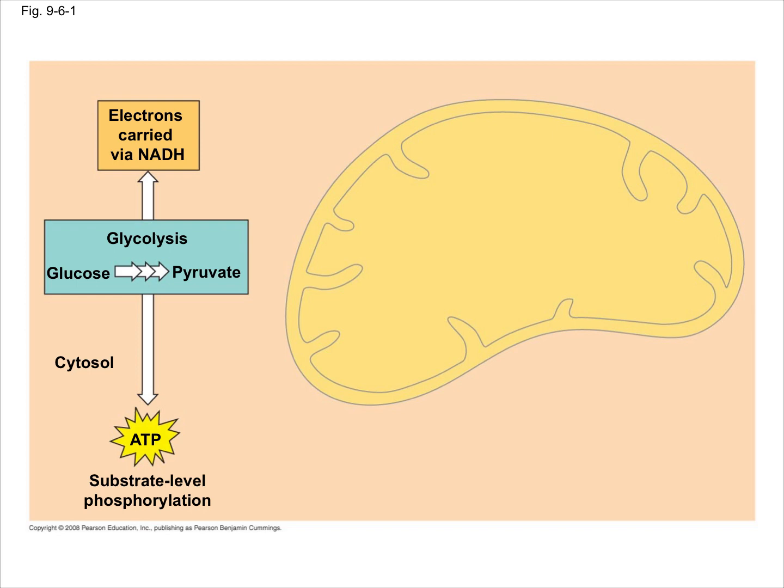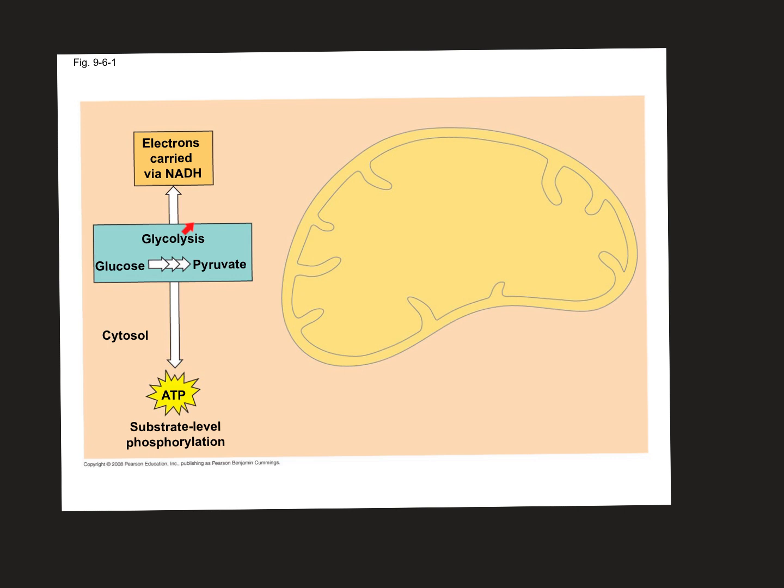This is the mitochondria. Notice it has several membranes, or two membranes. In the cytoplasm, we have what's called substrate level phosphorylation. What do you think that means? Who can tell me what they think that means? Substrate level phosphorylation. You've covered enzymes, so you should know what substrate means.